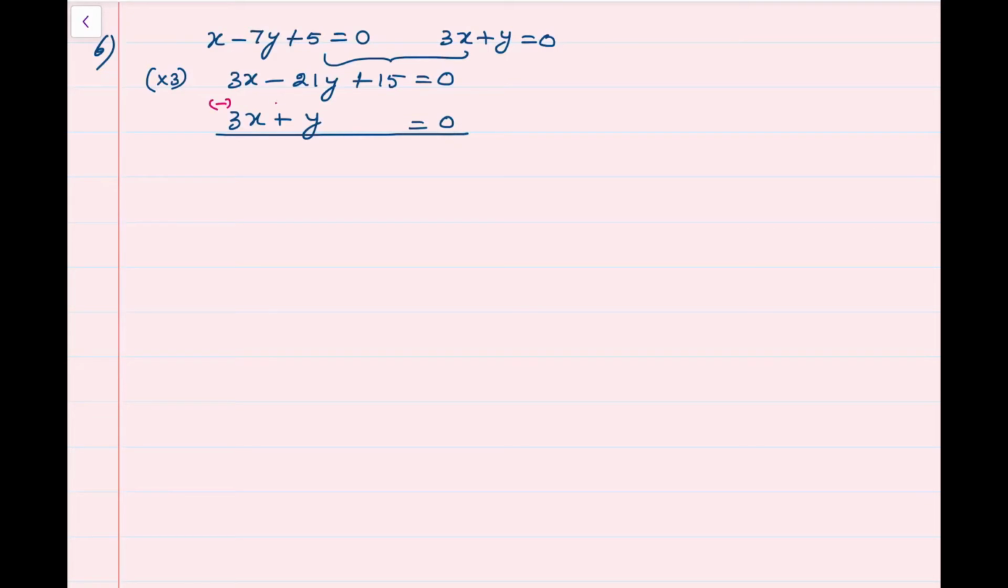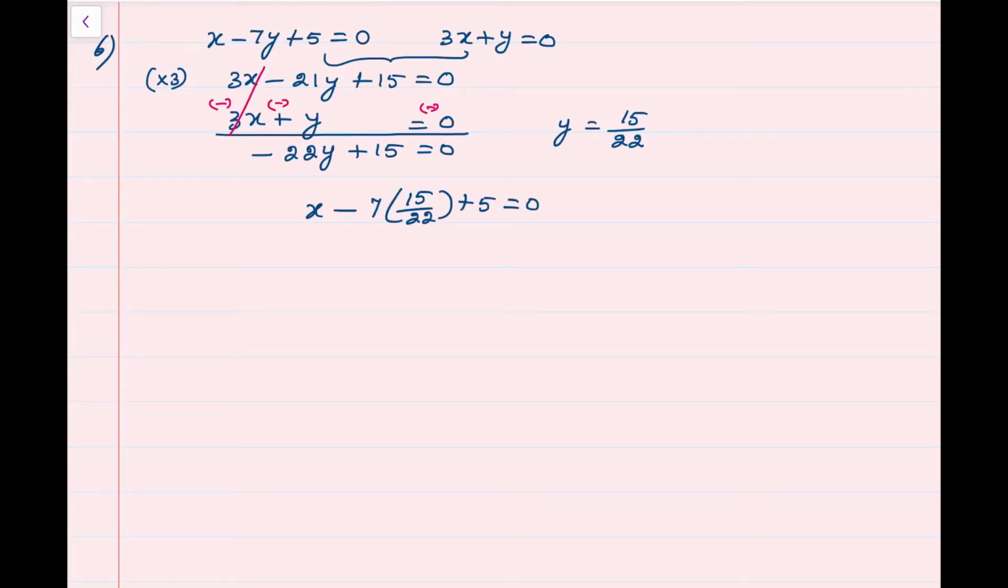Change the sign. These two are getting cancelled. Minus 22y plus 15 is 0. The y value is 15 divided by 22. From the first equation, x minus 7 times y plus 5 is 0. Therefore, x is 105 divided by 22 minus 5.